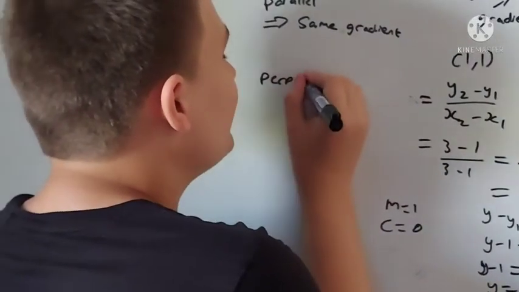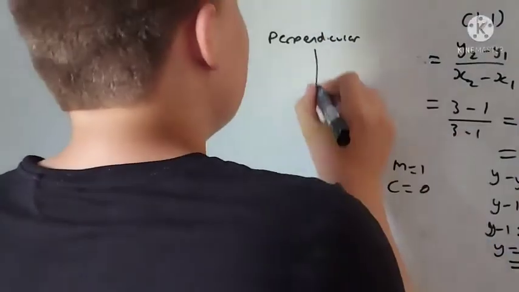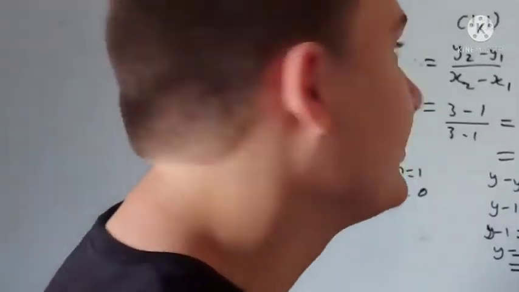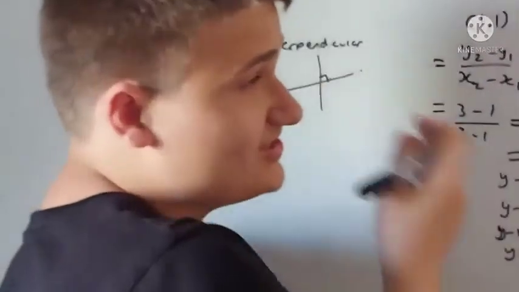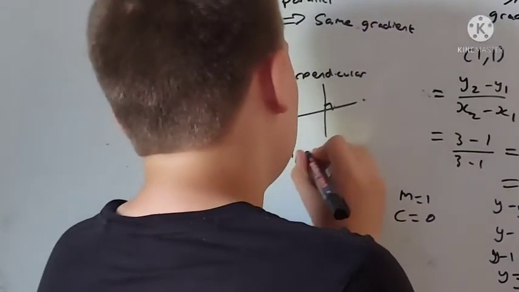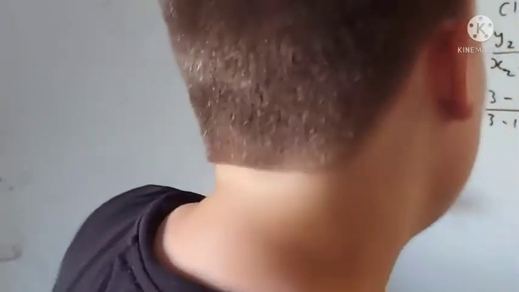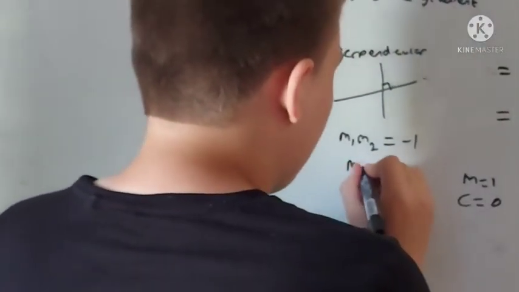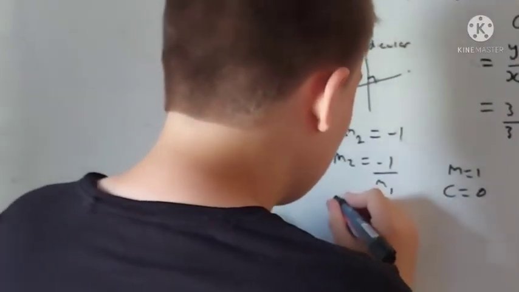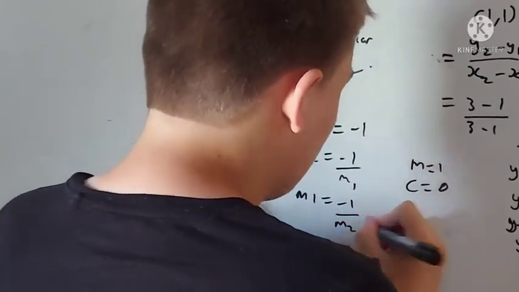However, if they're perpendicular, which means they meet at 90 degrees, like that, I've got my 90 degree angle there, not to scale in the diagram, their gradients actually multiply to minus 1. So m1 times m2 is equal to minus 1. Now if you know the gradient of one but you don't know the gradient of the other, for example if I knew m1, I could say that m2 is minus 1 over m1. And if I knew what m2 was, I could find m1: m1 is equal to minus 1 over m2.